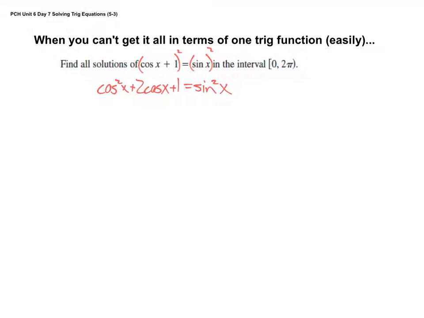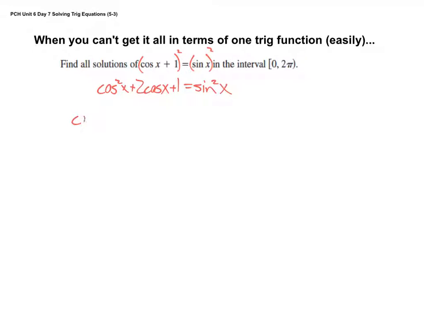Now that we have cosine squareds and sine squareds, now we can get everything in terms of one trig function. Okay? How would I do that? Maybe subtract the sine squared x to the first side. Okay, we could do that.